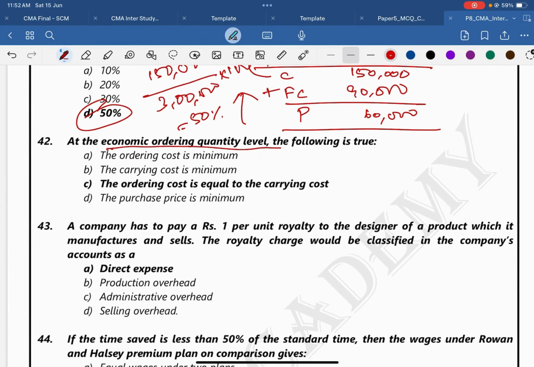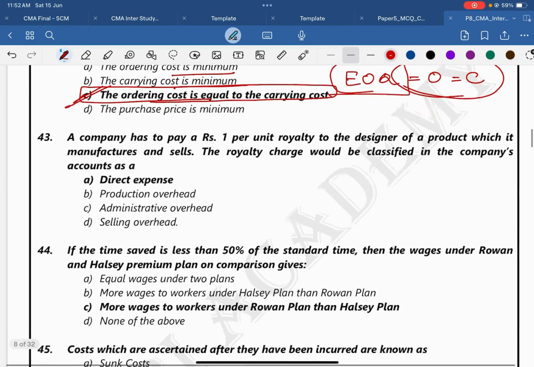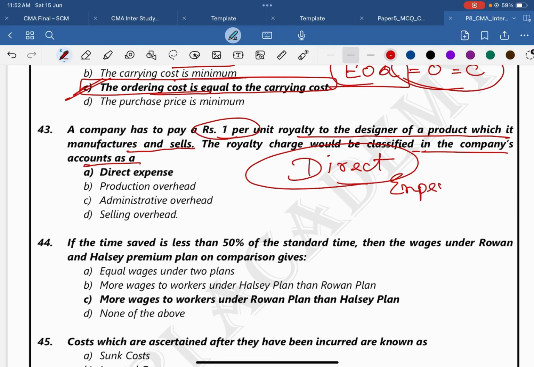42. At economic order quantity, EOQ, which of the following is true? The ordering cost is minimum, the carrying cost is minimum. The ordering cost is equal to the carrying cost. That's exactly it. When ordering cost is equal to carrying cost, that's the point of EOQ, the optimum level of ordering quantity. So option C is your answer. 43. A company has to pay rupees 1 per unit royalty to a designer of a product which is manufactured and sold. The royalty charge is to be classified in which company's accounts? Always the royalty related to production comes under direct expense.